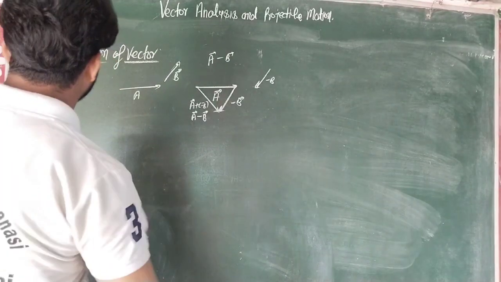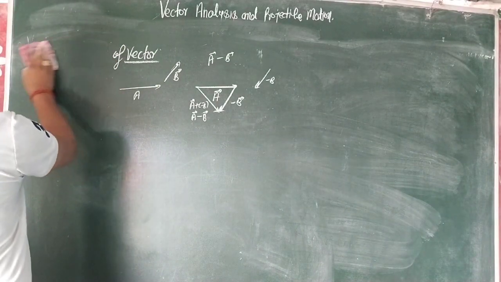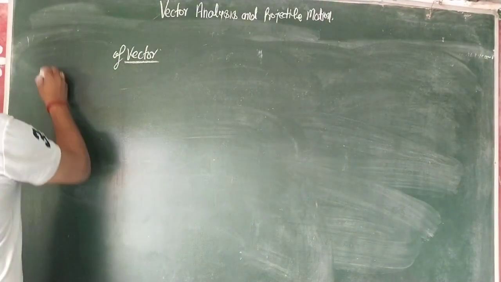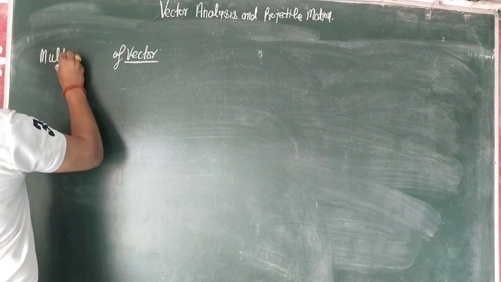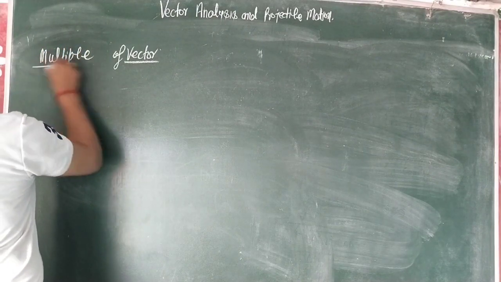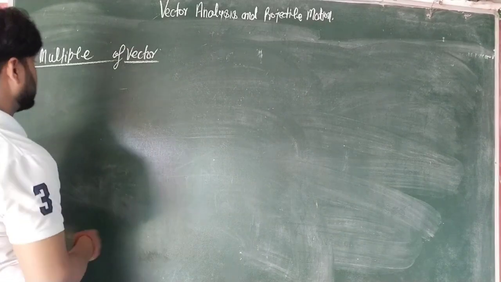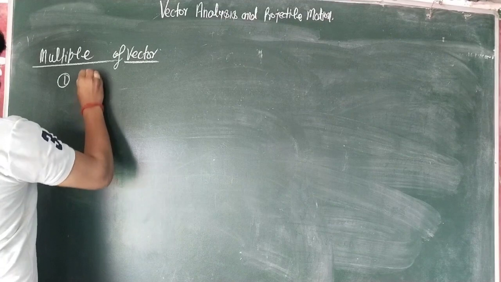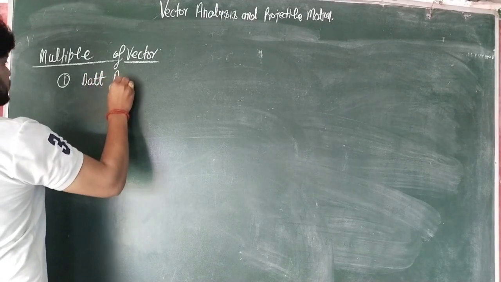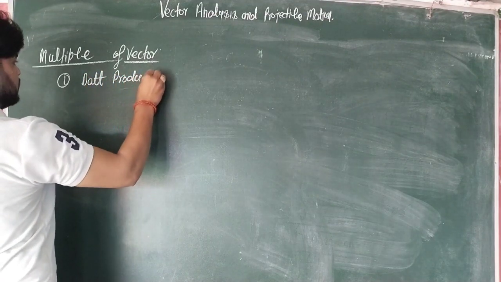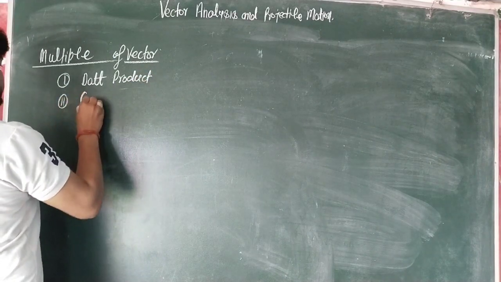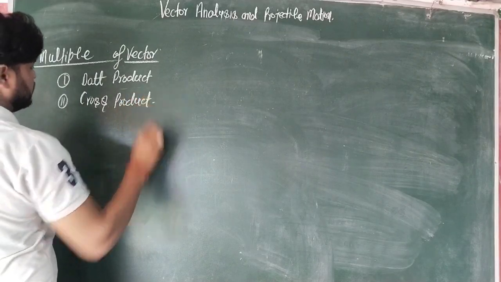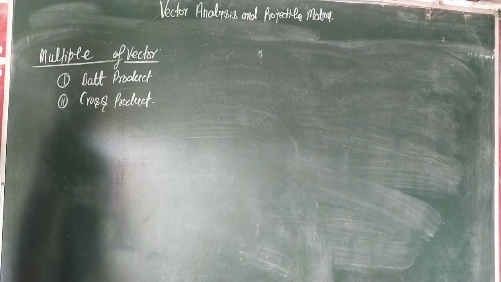नेक्स्ट टॉपिक इज द मल्टीप्लिकेशन ऑफ वेक्टर, दैट इज मोस्ट इम्पॉर्टेंट। Multiplication of vectors. There are two types of multiplication of vectors. First is dot product and second is cross product. You know, let us see about the dot product.